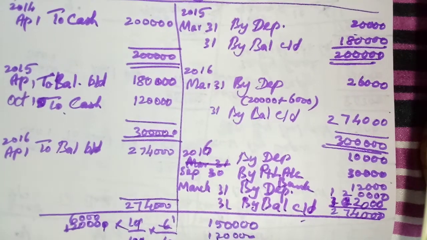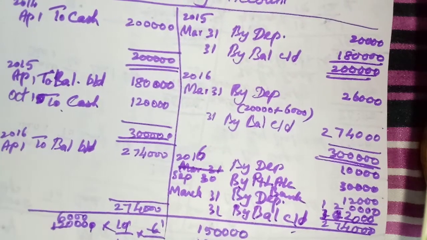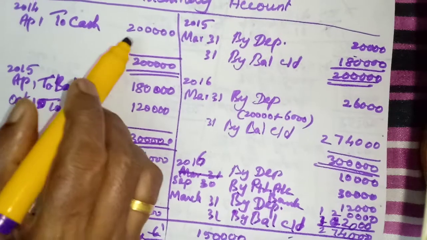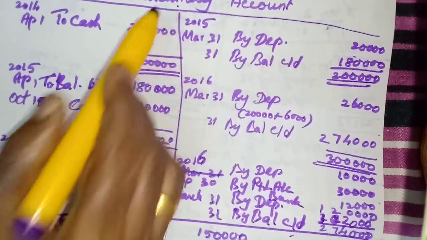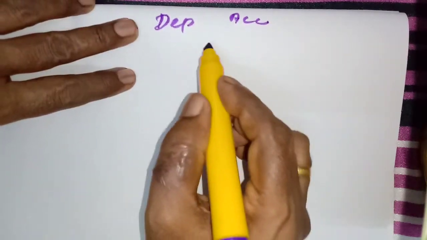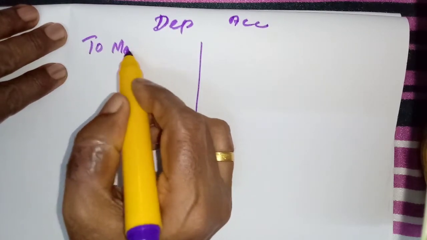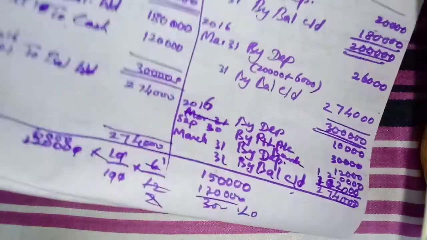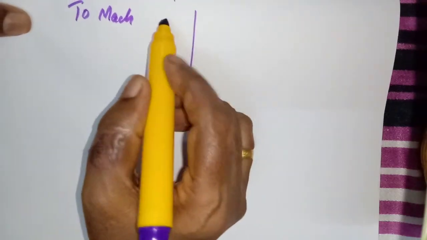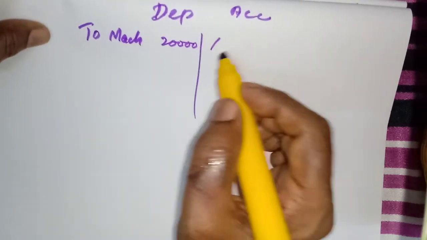Okay, then the depreciation account you have to prepare. For that you write depreciation account debtor to machinery, isn't it? How much? First year 20,000. By next, the same year.